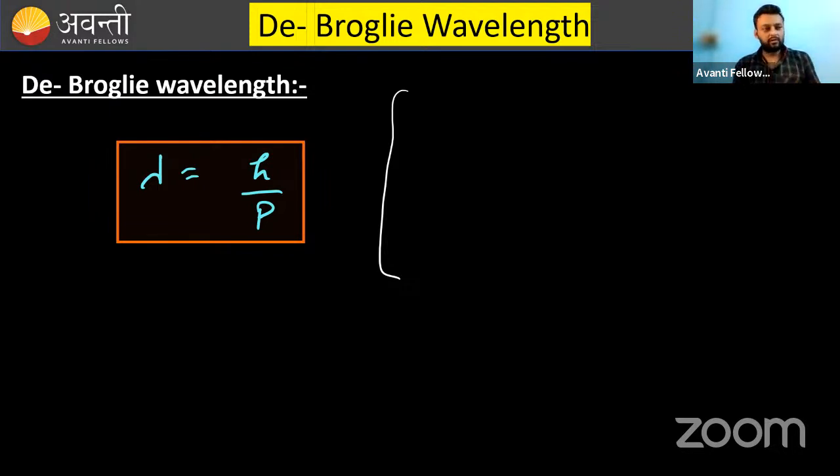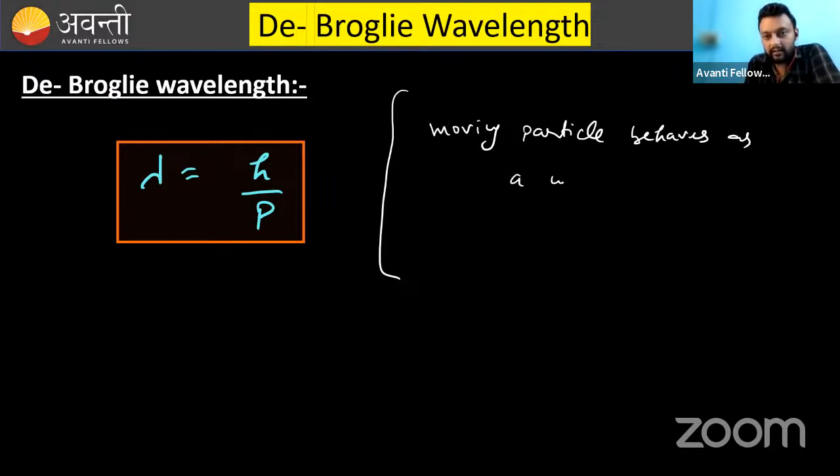If you are moving with some velocity, then you are behaving like a wave. However, the wavelength is not something to be considered here, but you are behaving like a wave. Similarly, if an electron is moving, then this electron is behaving like a wave, which you should have studied in your chemistry classes, that wave nature. That means, according to de Broglie, I am writing, a moving particle behaves as a wave. And if they are behaving as a wave, then there must be a wavelength associated with them.